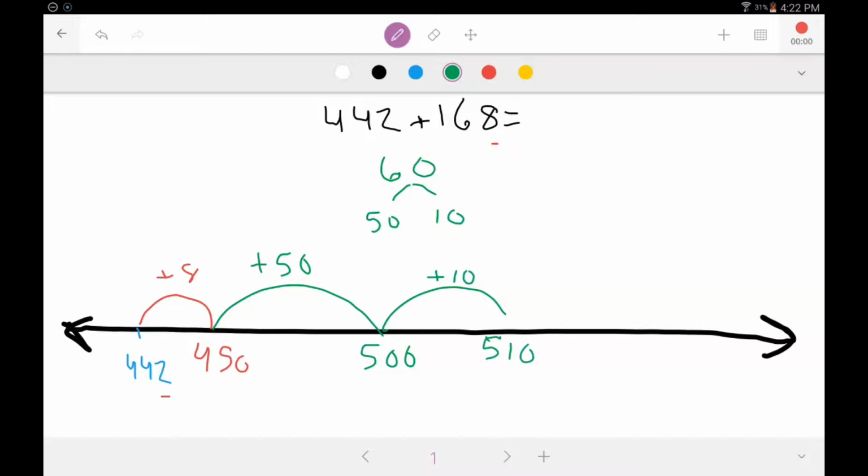The only piece I haven't dealt with yet is the hundreds. So now let's take a hop of 100. And you can see that my jumps are estimates. They're not exact. I'm not counting tick marks on there. That's why it's an open number line. When I add 100, just my hundreds place changes so that my sum becomes 610.